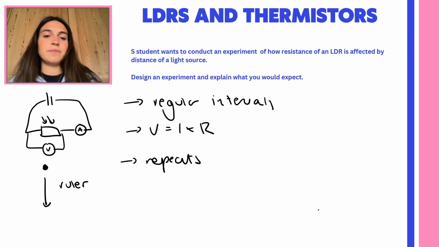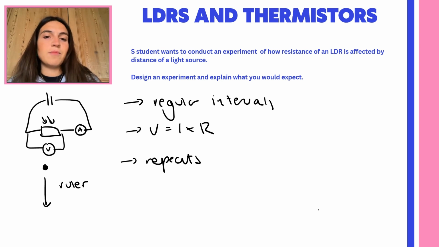Okay, I'd say something like measure the current and voltage at the original distance away from the LDR, and then move the light in maybe, I don't know, 10 centimeter intervals, so regular intervals, and record voltage and current at each.